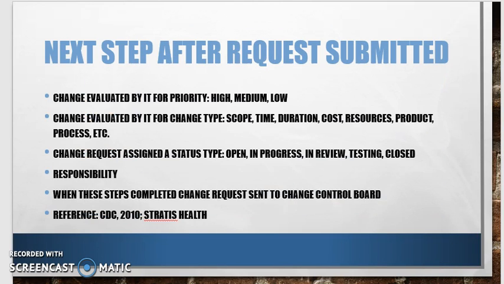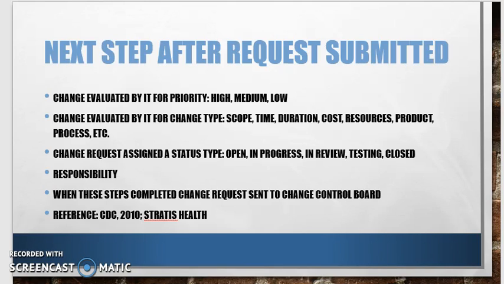Next step after that's been requested, your IT department is going to evaluate it for whether it's a high priority, a medium priority, or low priority. They're going to look at it and test it. They're going to evaluate it for the change type. What's the scope of the project? What's the time it would take? How long would it last? What's the cost of it? What resources are going to be needed? Are they going to need to get different products? And then what's the process that they would have to go about to institute the change?